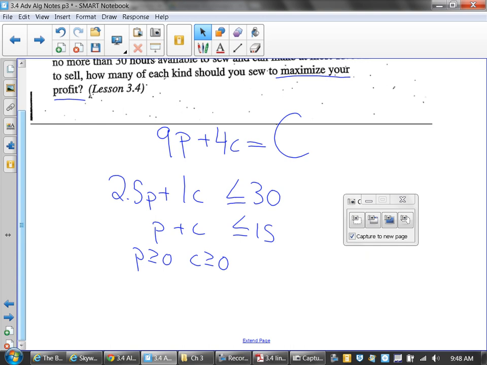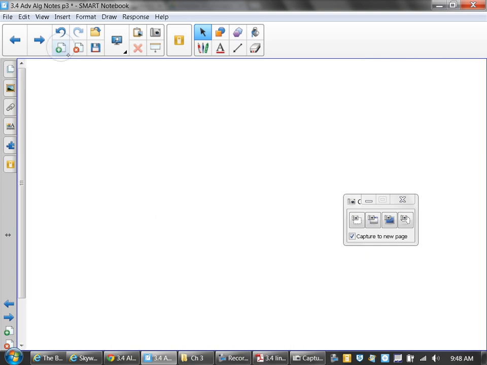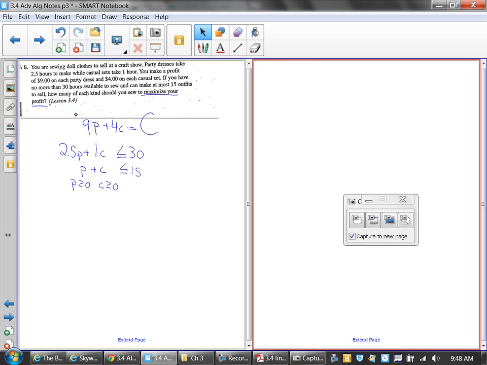Once again, you have just created all of your constraints. What you're looking at doing is trying to identify what are the things you're looking for. What is the information they're giving you? They're giving you something about time, something about money, and something about totals. So let's split it and start plotting again.